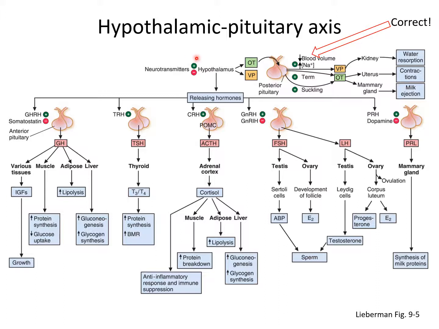So we're going to have some sort of signal that's going to act on the hypothalamus, and then this is the anterior pituitary here. All of these guys here are anterior pituitary.